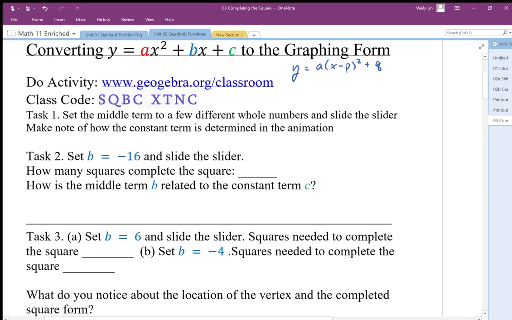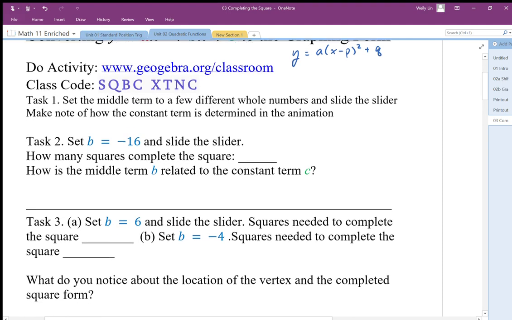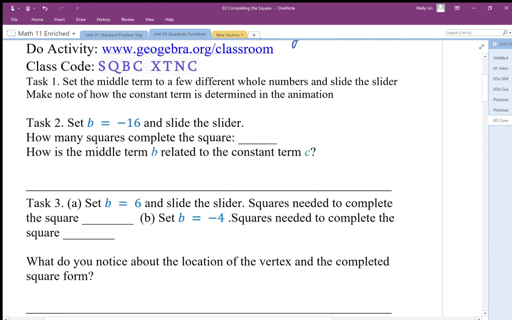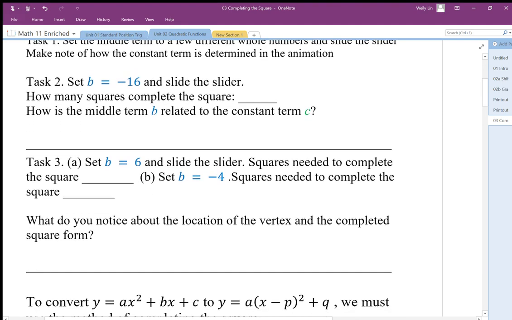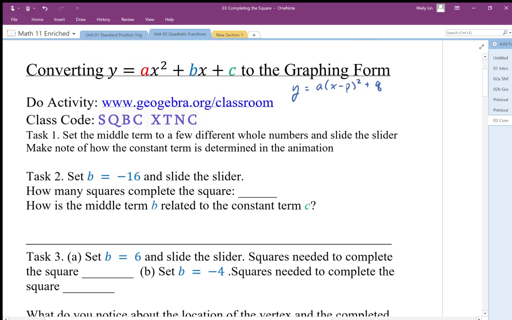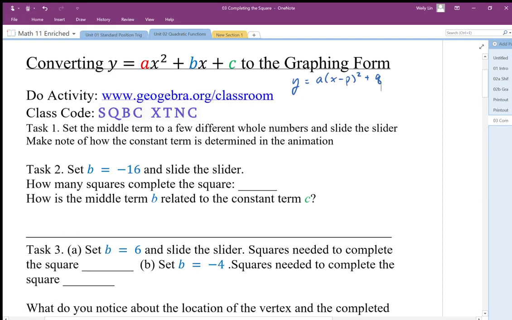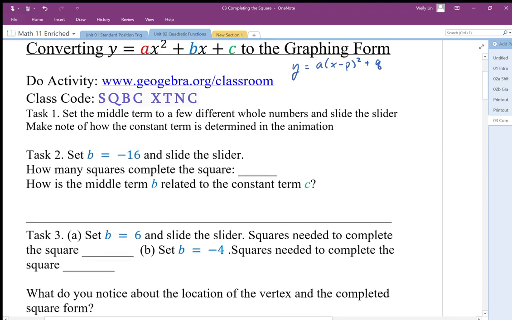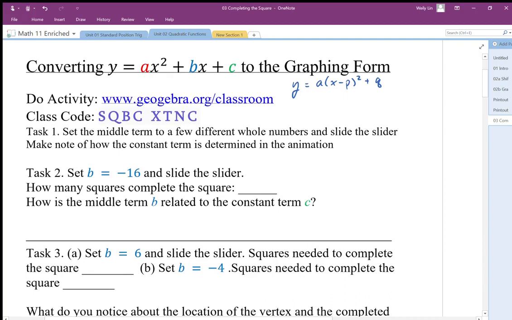And you're going to go through the different tasks and play around with the sliders and see how we complete the square. So the goal is then to algebraically make this square, which is also physically making a square. So you're going to go through this little activity, and we're going to look at some of these properties afterwards, and then we'll practice doing this algebraically on our own.